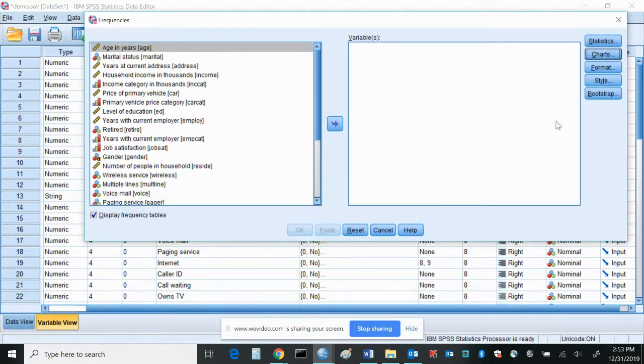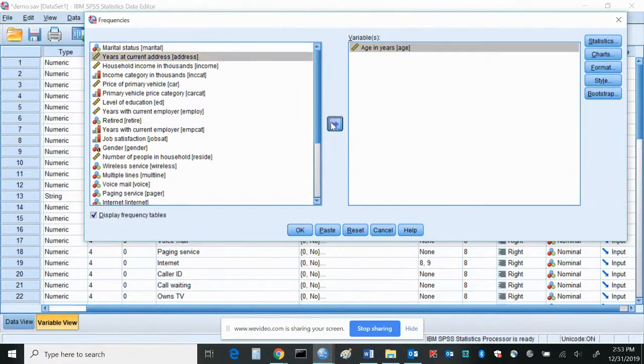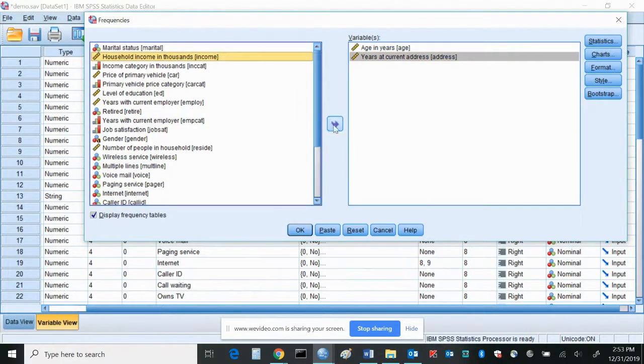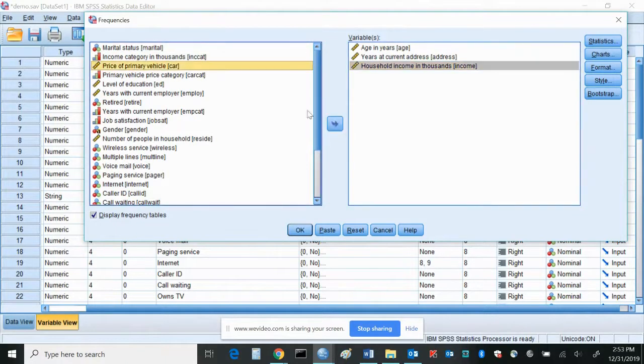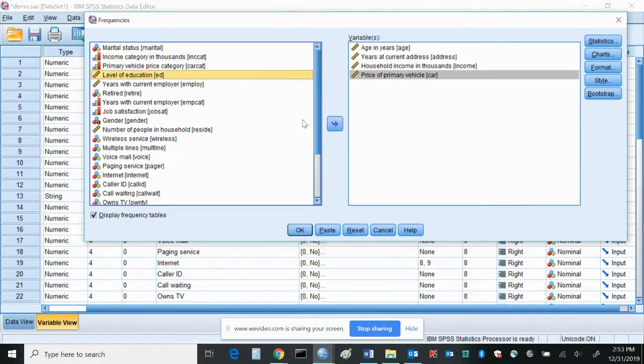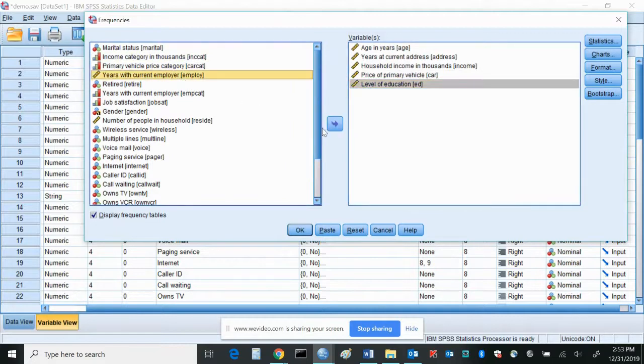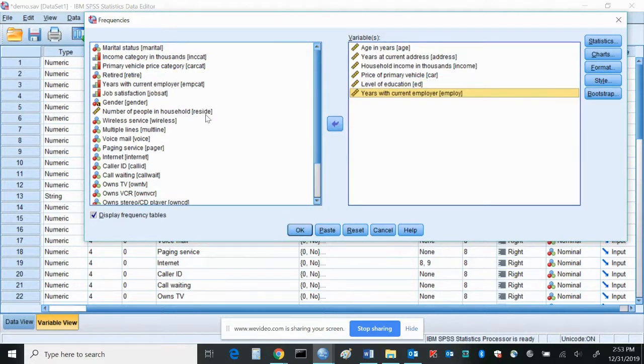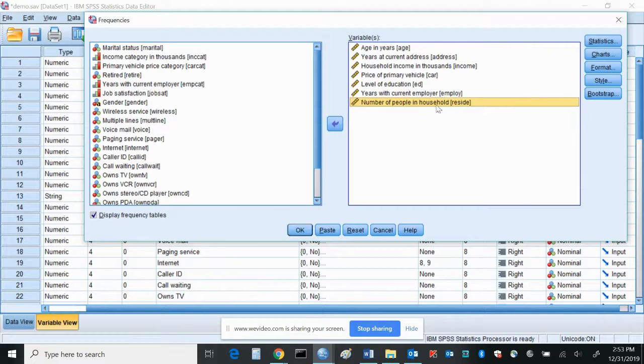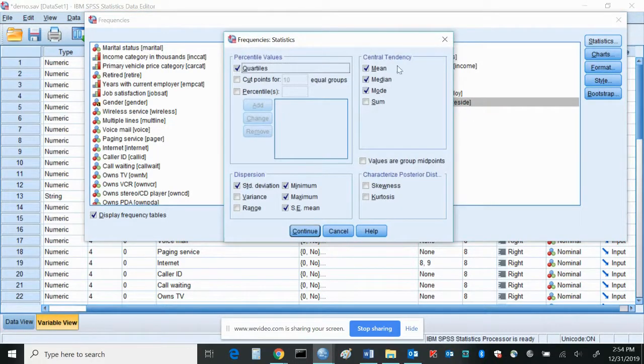So we're going to look at age, we'll look at years at current address, household income, price of primary car, level of education, years at current employer. Well, we might as well stick all of them. So we're going to put every single one of the interval ratio variables that we have in our data set in and look at each of these. Again, we'll get central tendency, but dispersion is the other word for variability. We'll also be getting that.